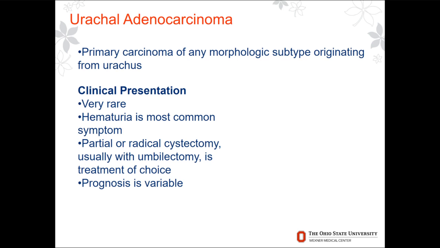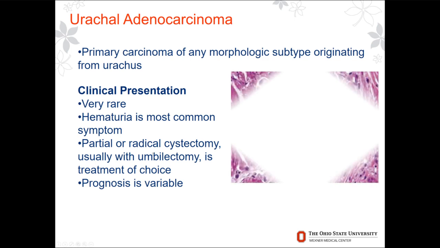So ureteral adenocarcinomas are primary. They're very rare. Hematuria is most common. You can have partial or radical cystectomy with embolectomy. Last week, I had a case where there was a question of ureteral adenocarcinoma, but it really turned out to be carcinoma in situ, arising in a ureteral remnant.